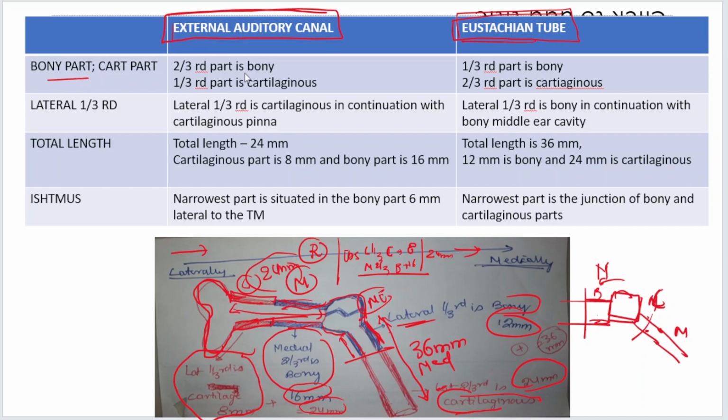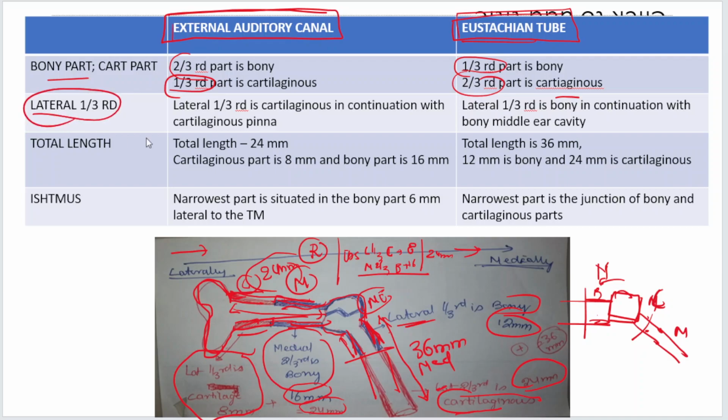So bony part, the external auditory canal, 2/3 is bony. 1/3 is cartilaginous. Eustachian tube, 1/3 is bony. 2/3 part is cartilaginous.